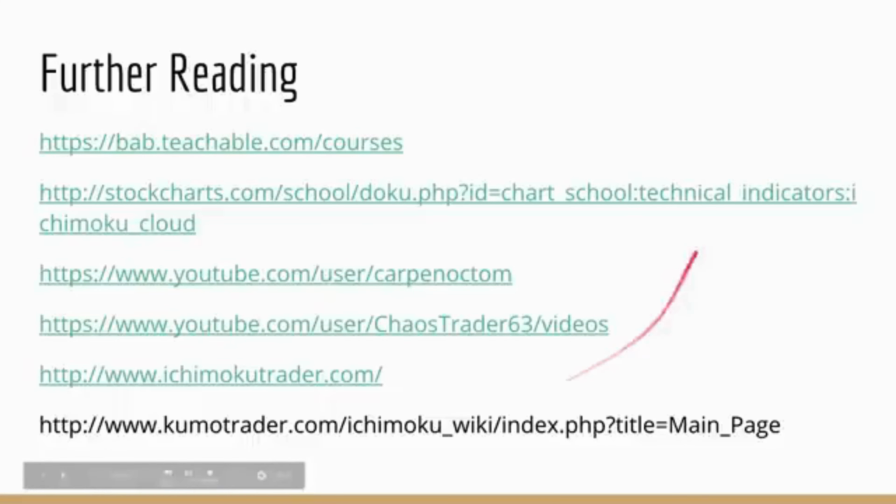So again, all of you will have these slides, and this is further reading: the Blockchain at Berkeley course, the StockCharts page, Carpe Noctem's YouTube, Chaos Trader does some cloud as well on YouTube, IchimokuTrader.com, which has strategies and cloud signals, and a quite comprehensive Kumo Trader link as well.